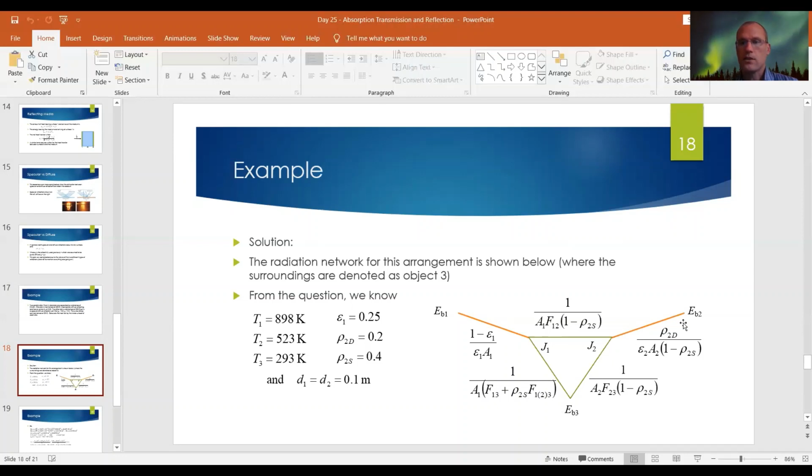Then going from the surroundings to object 2, I have 1 over A2 F23 (1 minus rho 2s). Object 1 being a diffuse reflector, I don't have anything coming off of it hitting object 2 this way, because it's diffuse reflection going off in all directions. It's only the specular part that I have to worry about reflecting off things to get to other places. Again, all the stuff we know from the question.